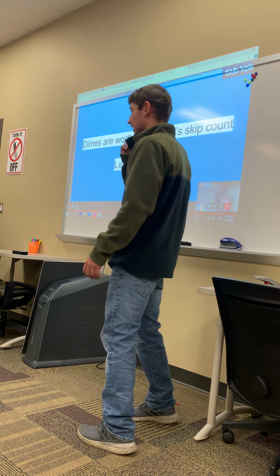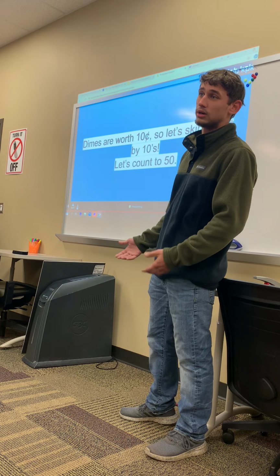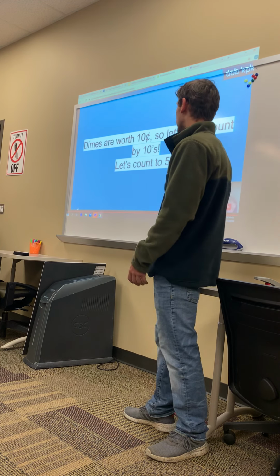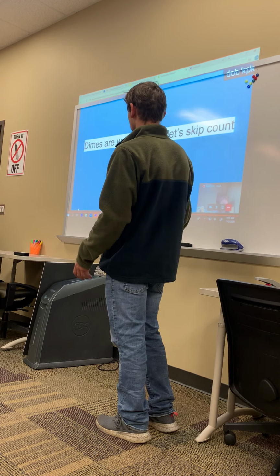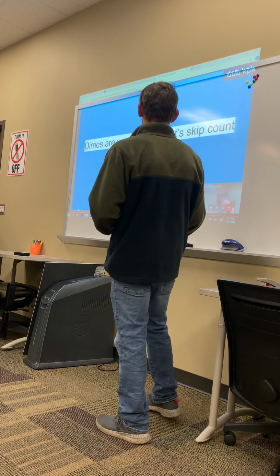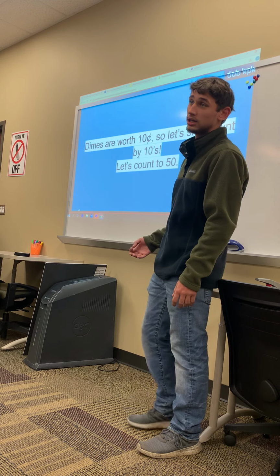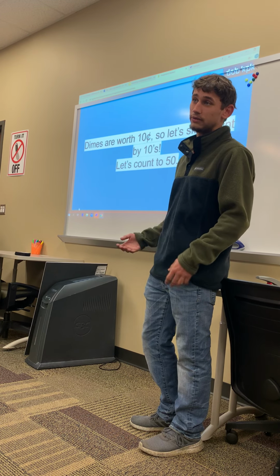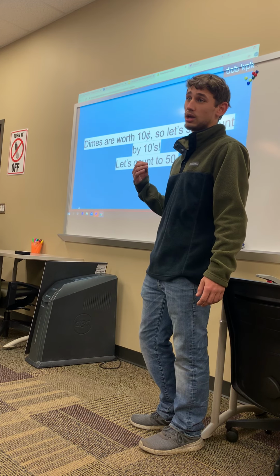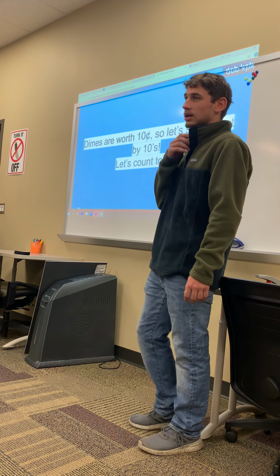Next we have dimes, going up the coin order, and they're worth 10 cents. So next we would count by tens to count up all our dimes. To get to 50, we would go 10, 20, 30, 40, and 50. And then after that we would have, correct.